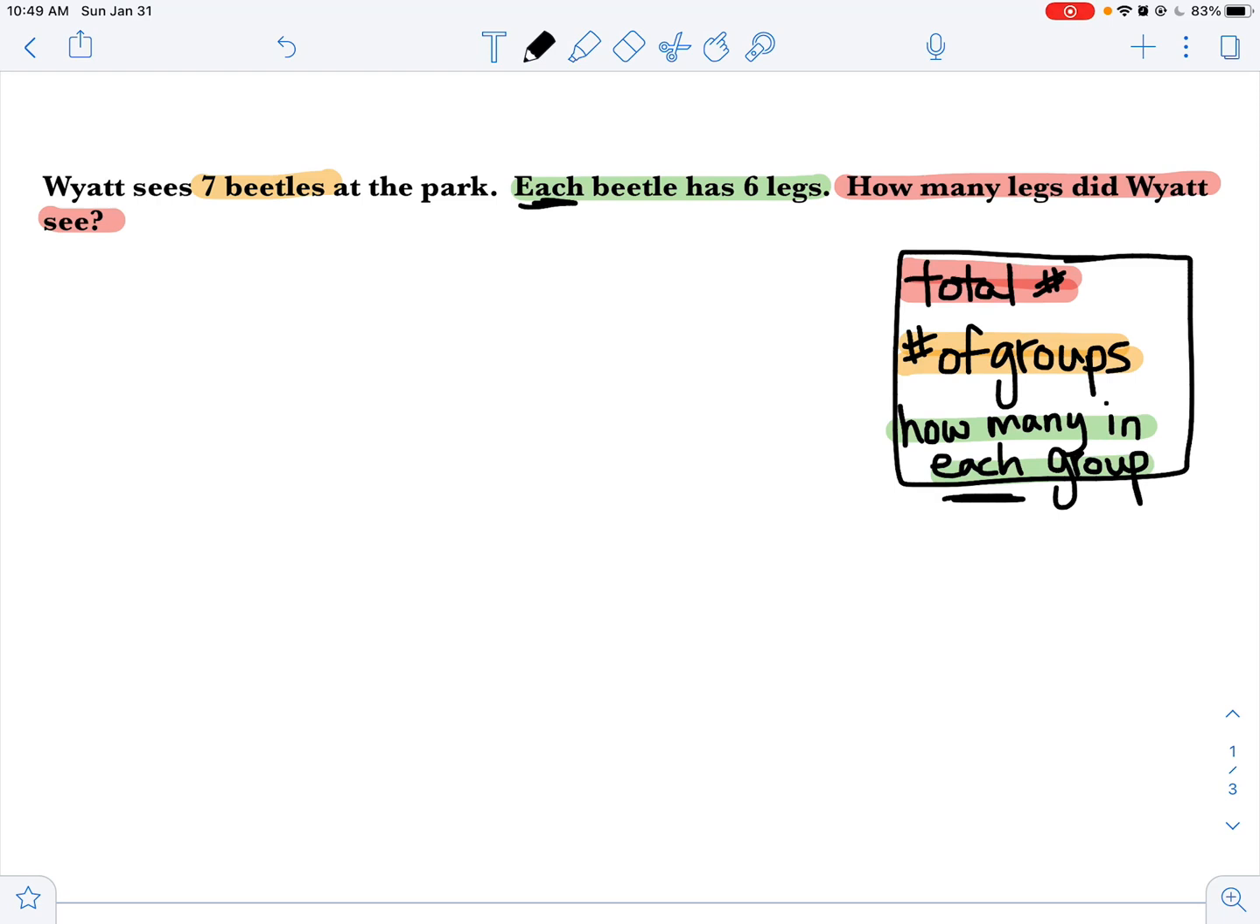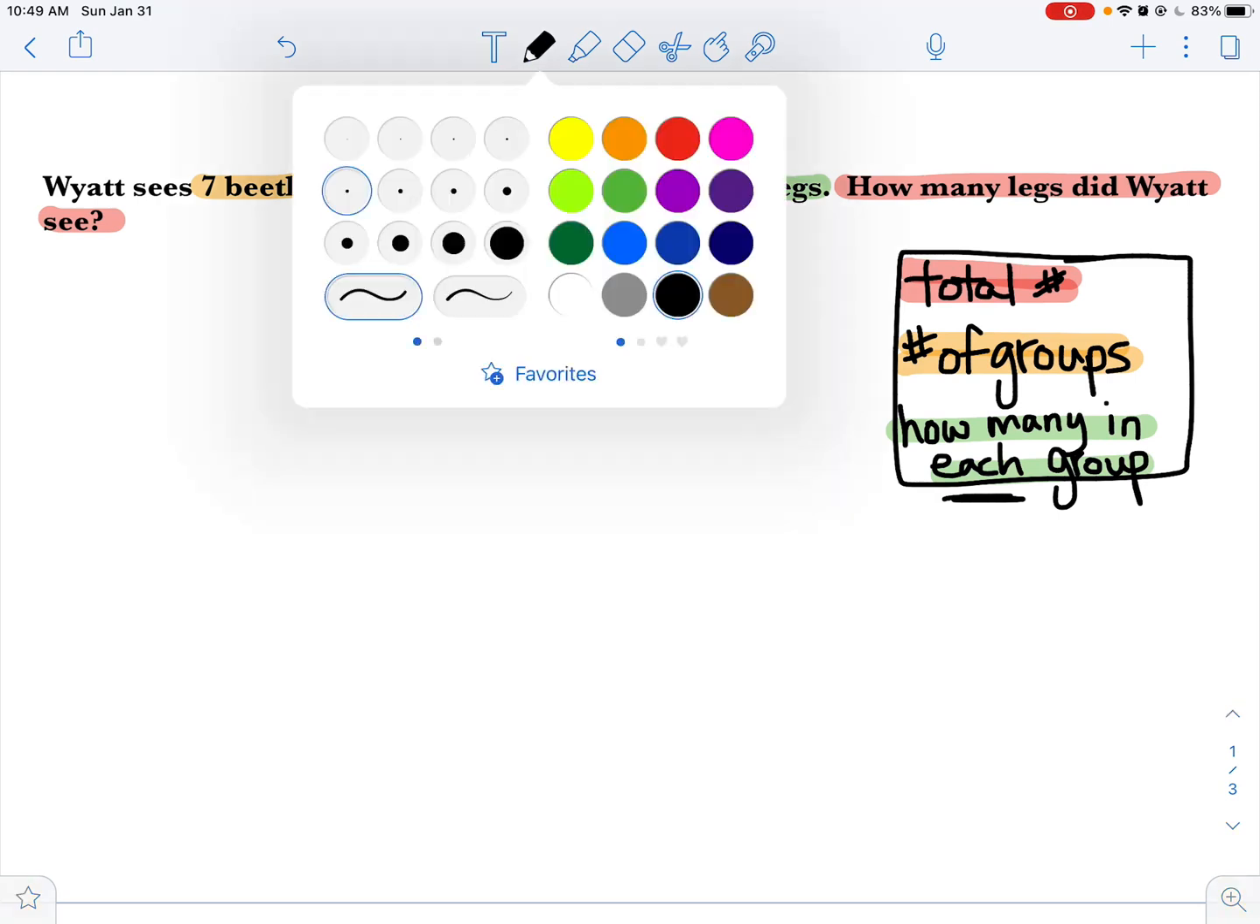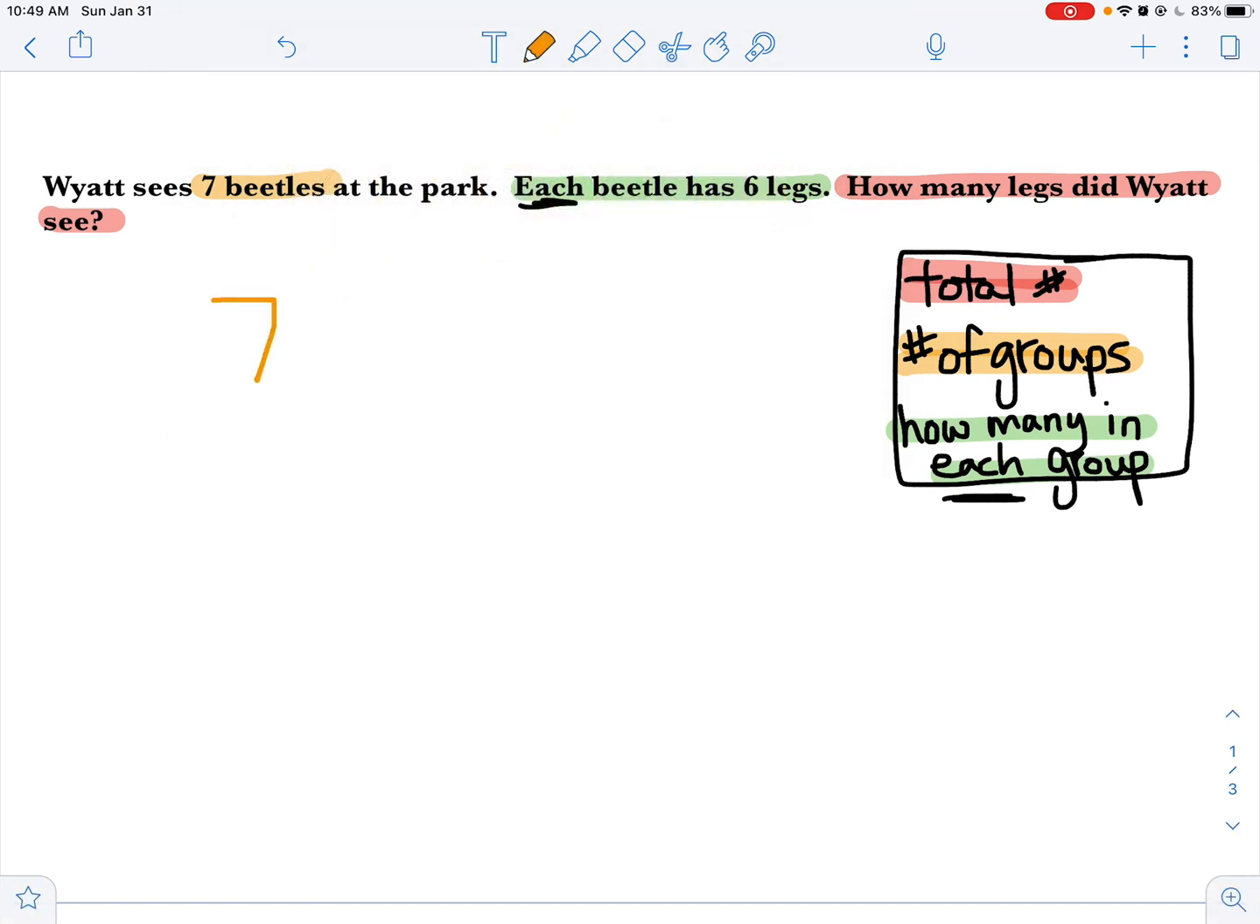So I would then write a number sentence that represents this. I have 7 beetles. That's my number of groups, times 6 legs on each beetle to give me a total number of legs. And I'm going to write a fancy cursive L to represent legs. Okay? So this problem is asking me to do 7 times 6 to find the total number of legs. Then you can go ahead and solve by using some strategies.